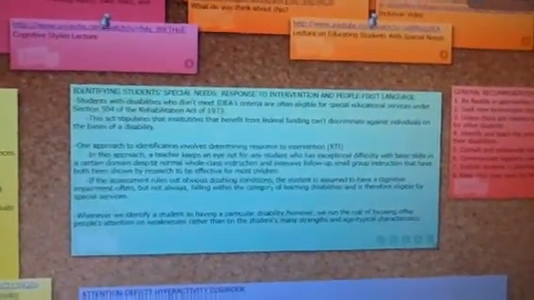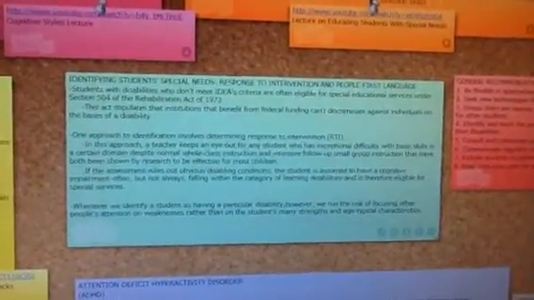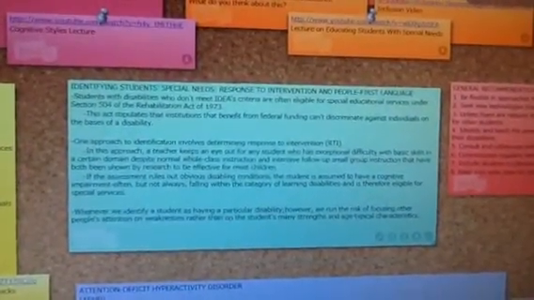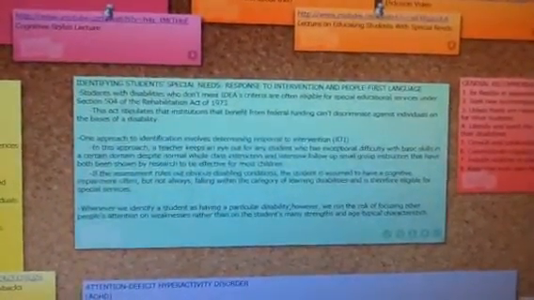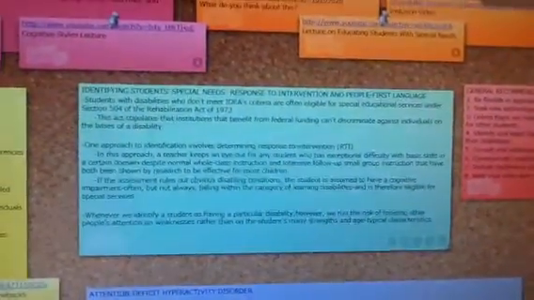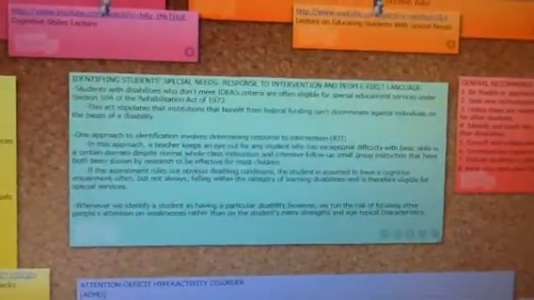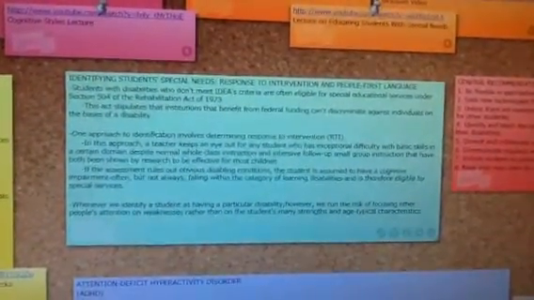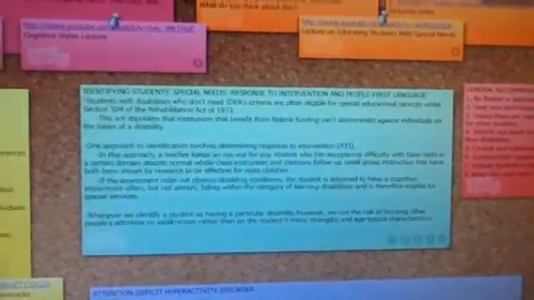Okay, so what happens if a student doesn't qualify for a full resource? Students with disabilities who don't meet the IDEA's criteria are often eligible for special education services under Section 504, and you might have heard of that. It was part of the Rehabilitation Act of 1973. This act stipulates that institutions that benefit from federal funding can't discriminate against individuals on the basis of a disability.